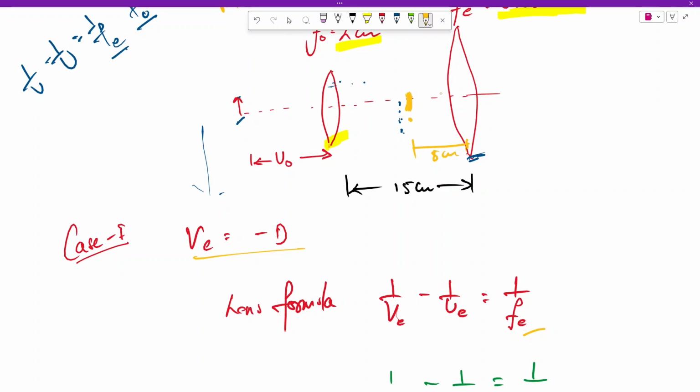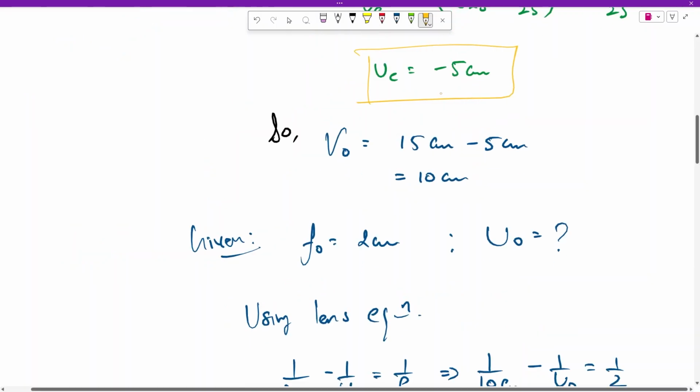So if the object should be at here, that is at 5 centimeter from the left of the lens, then the image formed by the objective should be at 10 centimeter on the right side of this lens. So V naught, that is the image distance for this objective, should be equal to 10 centimeter. So V naught, or VO, is equal to 15 centimeter minus 5 centimeter, that is 10 centimeter.